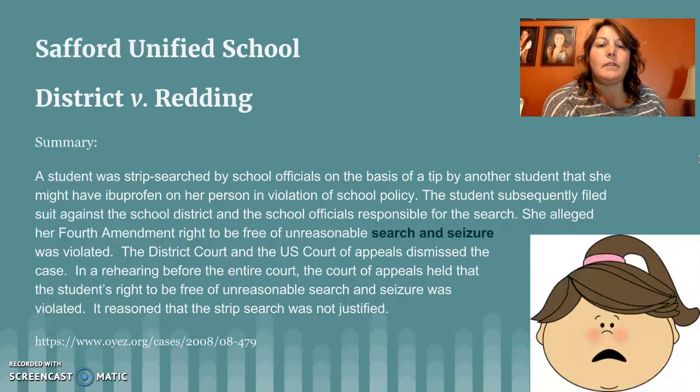The district court and the U.S. Court of Appeals actually dismissed this case, but then in a rehearing before the entire court, the Court of Appeals held that the student's right to be free of unreasonable search and seizure was violated. It reasoned that the strip search was not justified.